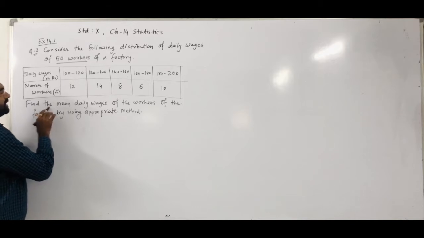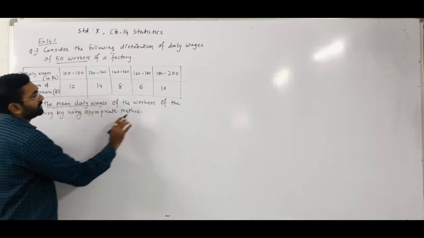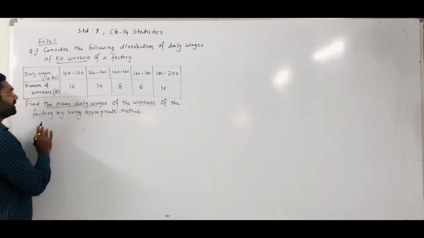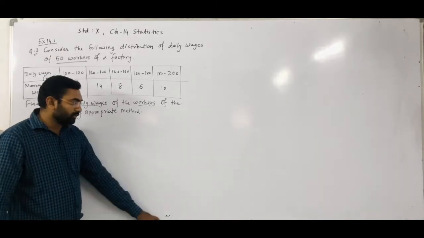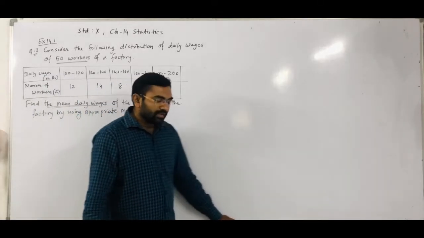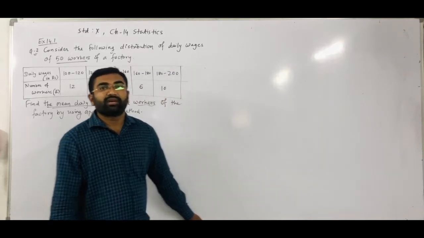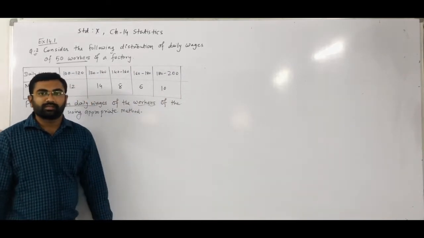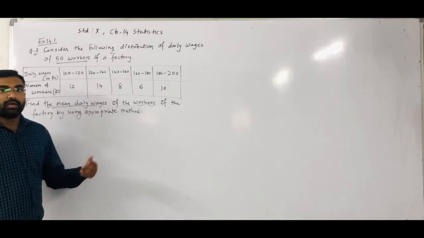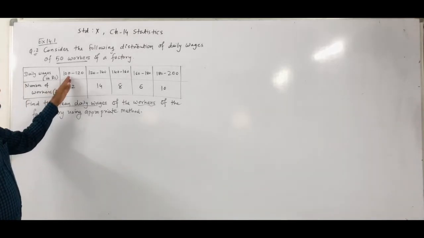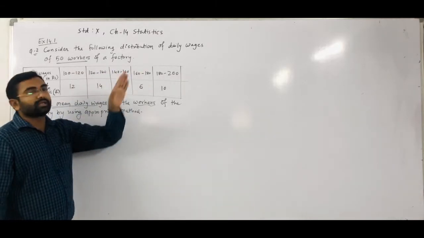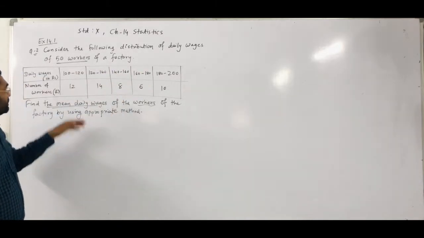Now they said find out the mean daily wages of the workers of the factory by using the appropriate method. As I told you, for defining the method, if the smaller value of xi and fi is given, then you have to use the direct method. Otherwise you can apply the assumed mean method or step deviation method, right?